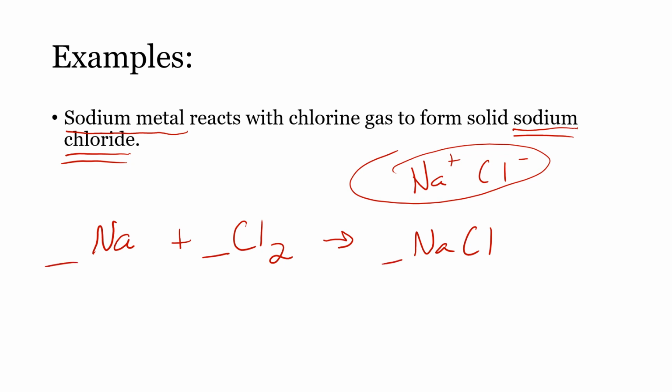Now I got to balance this. I have 1 Na on both sides. I have 2 Cl's in my reactant and 1 in my product. So I'm going to put 2 in the front of the NaCl. That will distribute in, and you're going to end up with 2 Na's and 2 Cl. So I got to put a 2 in front of the sodium in the front, and then a 1 Cl2.